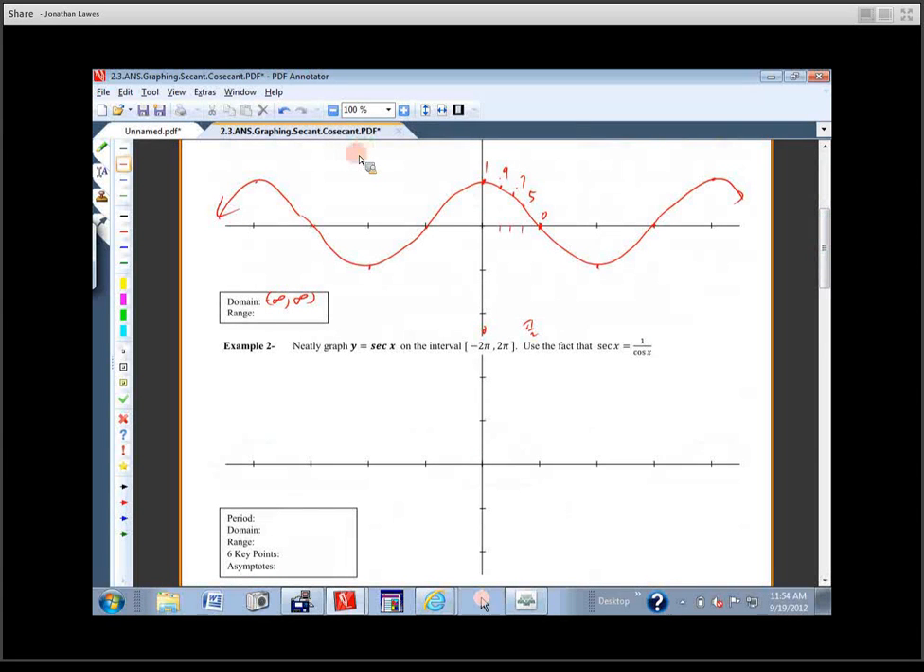Okay, now we're going to graph the secant. And we're going to do it using these values right here. We're going to use this graph, the graph of cosine, to make the graph of secant. So remember, secant is 1 over the cosine. So if I wanted to find the secant of 0, I could do 1 over the cosine of 0, right? What's the cosine of 0? Cosine of 0 is 1. So what's the reciprocal of 1? 1. So let's put a point right there.